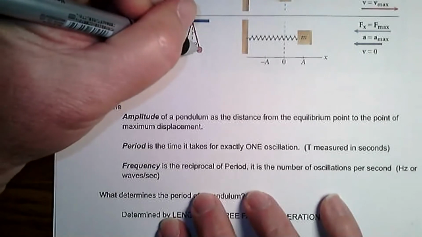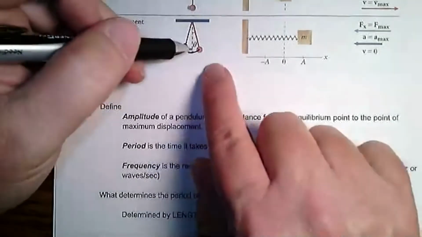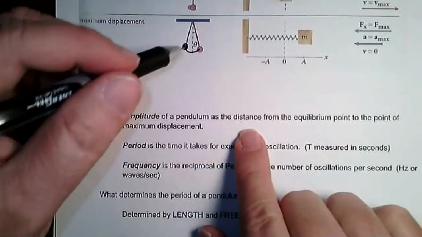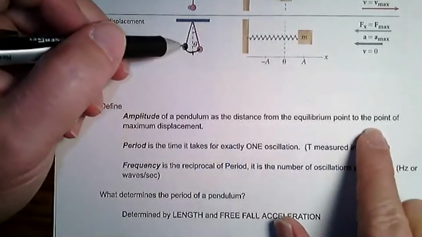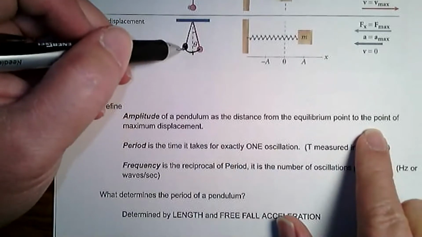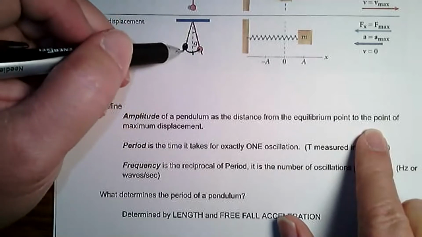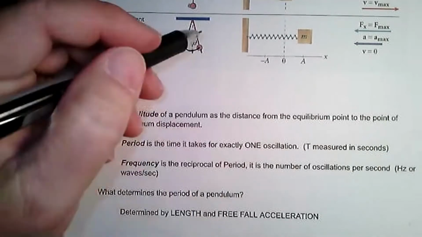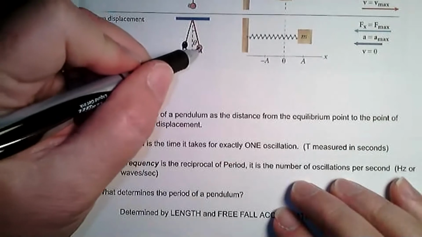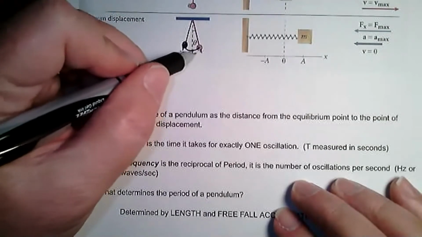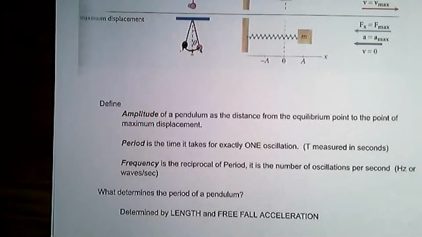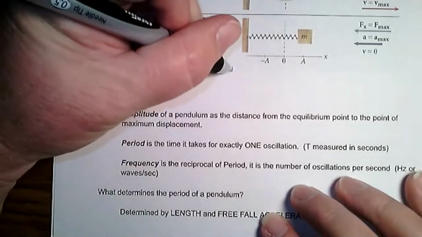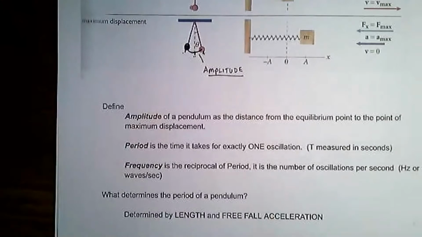I didn't draw that line quite long enough, but remember that the pendulum is going to oscillate back and forth between those two positions. So when you look at the pendulum, the distance from your equilibrium point to the point of maximum displacement, so there or there, that distance is called the amplitude. All right, the amplitude. So not all the way from here to there, but just one way, from equilibrium to here. That's the amplitude. So we'll define that as the amplitude.